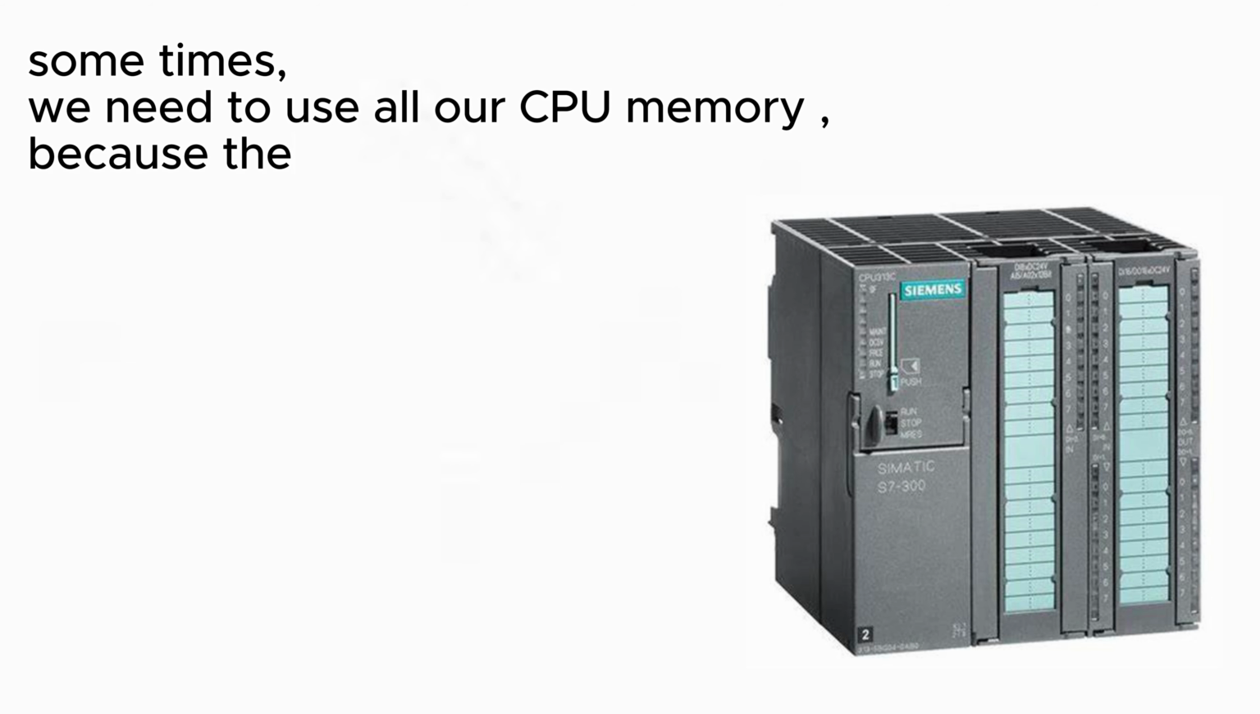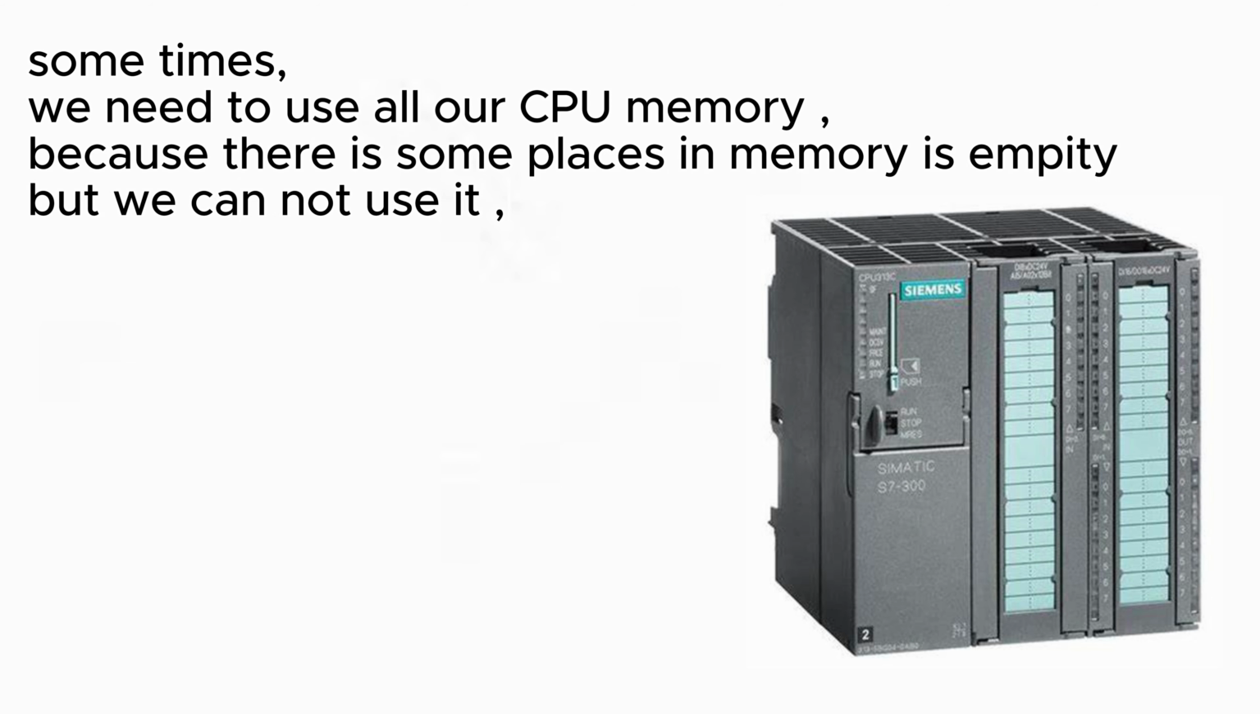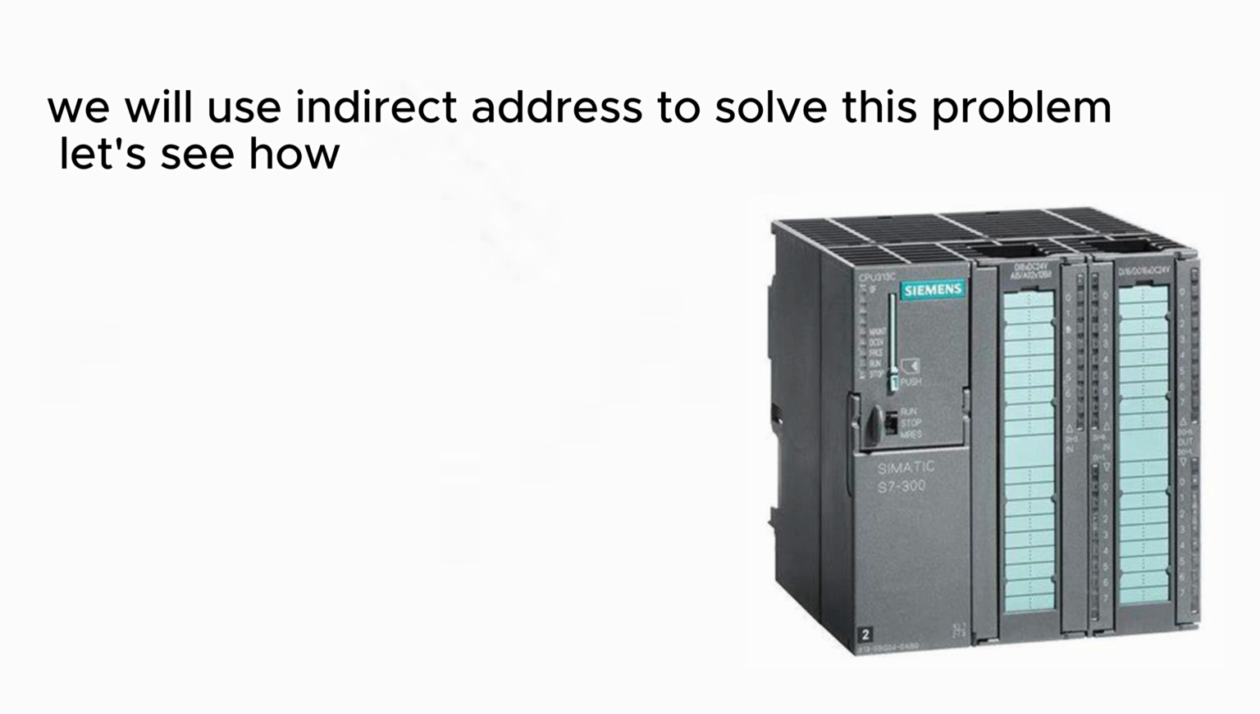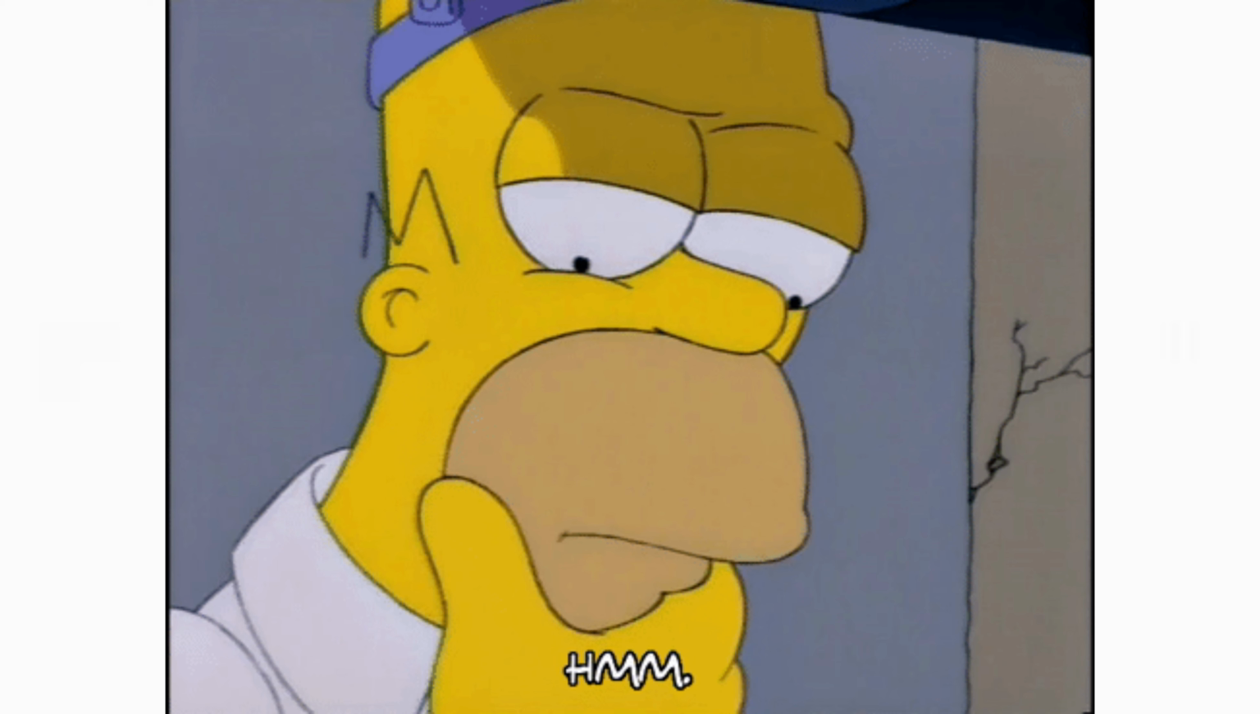Sometimes, we need to use all our CPU memory, because there are some places in memory that are empty, but we cannot use them. What should we do? We will use indirect addressing to solve this problem. Let's see how.